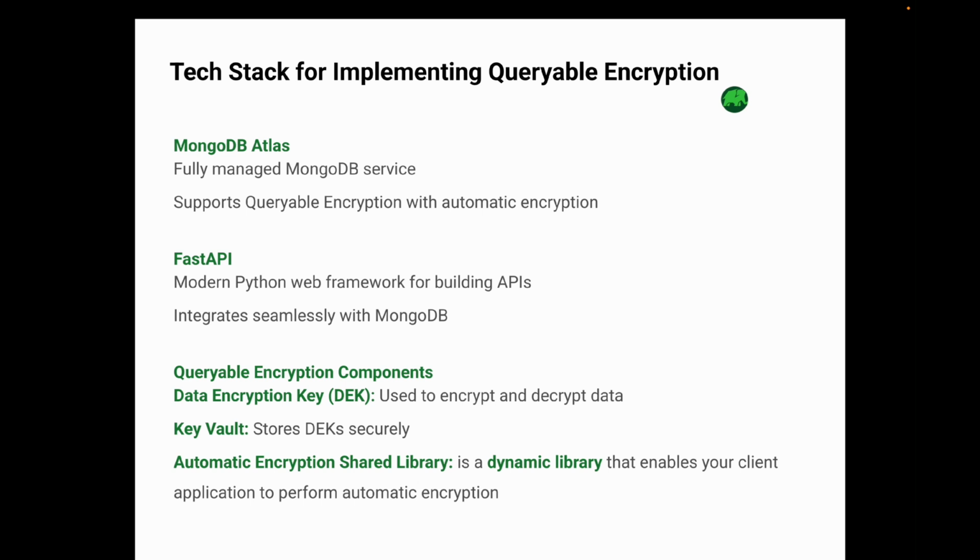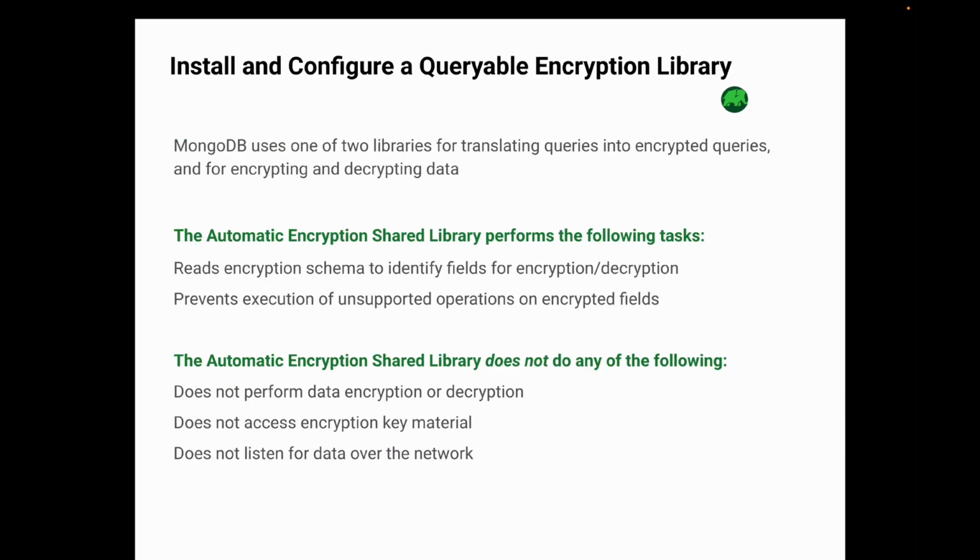We have queryable encryption components. The data encryption key, which is the DEK, is used to encrypt and decrypt specific data fields. We have the key vault. The key vault securely stores the DEK, the data encryption key. We have the automatic encryption shared library. This dynamically enables your client application to perform automatic encryption. MongoDB uses libraries to handle query translation for encryption and decryption. We will focus on the automatic encryption shared library.